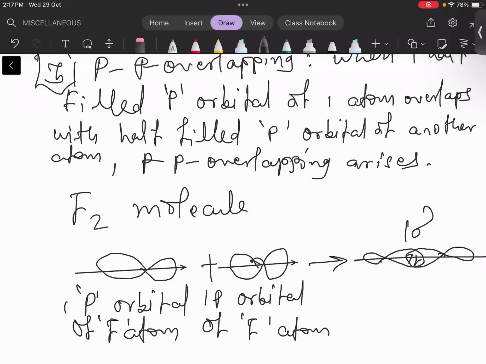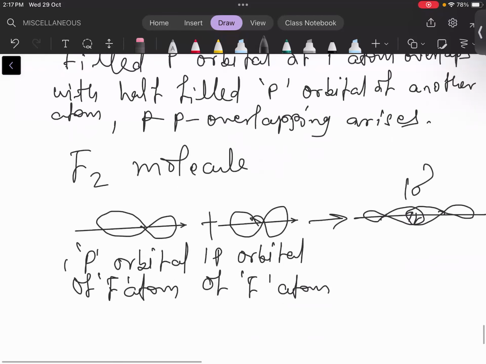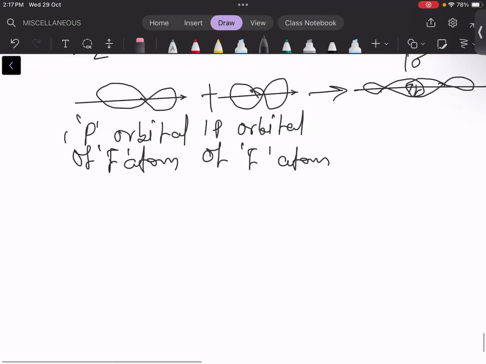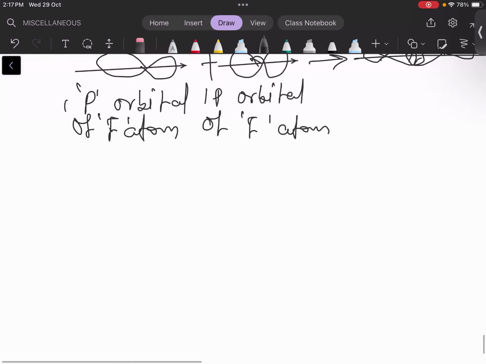See, in all three cases, SS overlapping, SP overlapping, PP overlapping, we have seen that they overlap end to end or axially, and thus that leads to formation of a sigma bond.